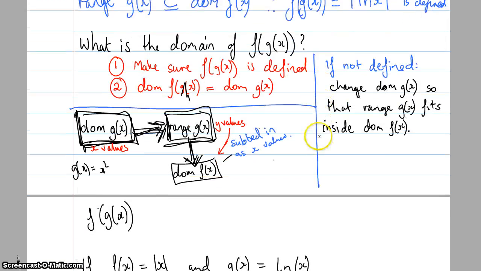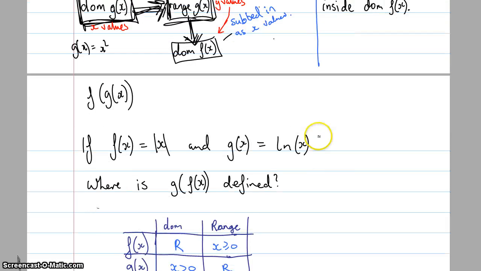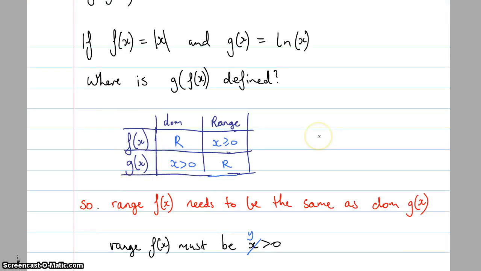Let's give it an example. Okay, so this is the one that I was looking at before. So f of x equals absolute value of x, and g of x is log of x. But where is this thing defined? Because it's defined somewhere, it's just not defined everywhere. So the range of f of x needs to be the same as the domain of g of x. So this box here needs to be the same as this box just here. Okay, that's actually a y, but anyway, that box there needs to be the same as this.